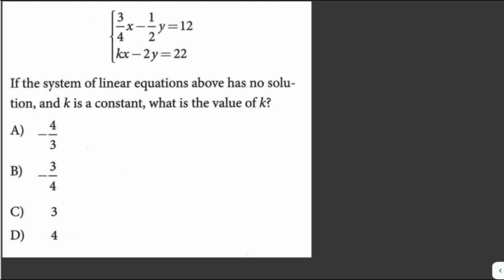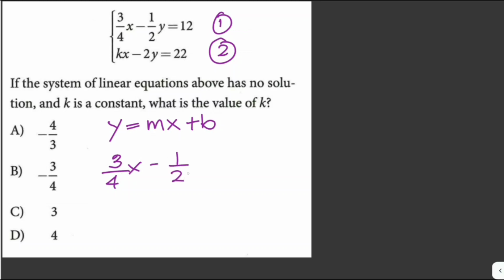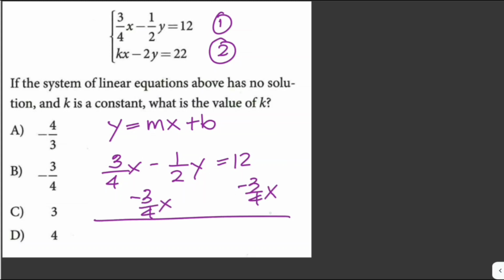rewrite each of the linear equations here in its slope intercept form, which is y equals mx plus b. So this is our first equation and this is our second equation. So let's rewrite them. So we have 3/4 x minus 1/2 y equals 12. We subtract 3/4 x from both sides. Okay, then this cancels out. So we have negative 1/2 y equals negative 3/4 x plus 12.